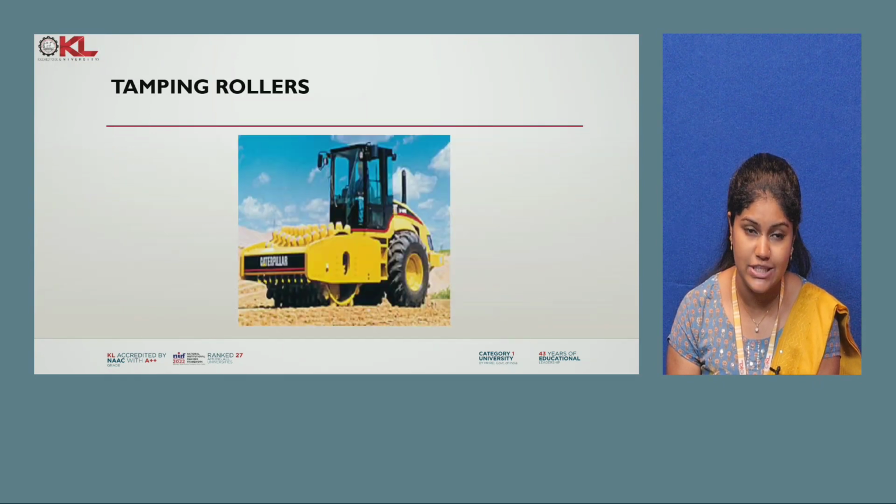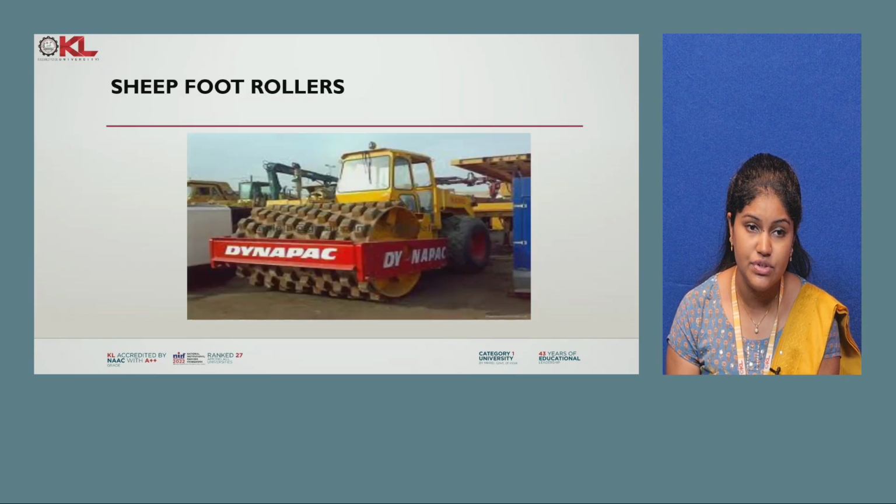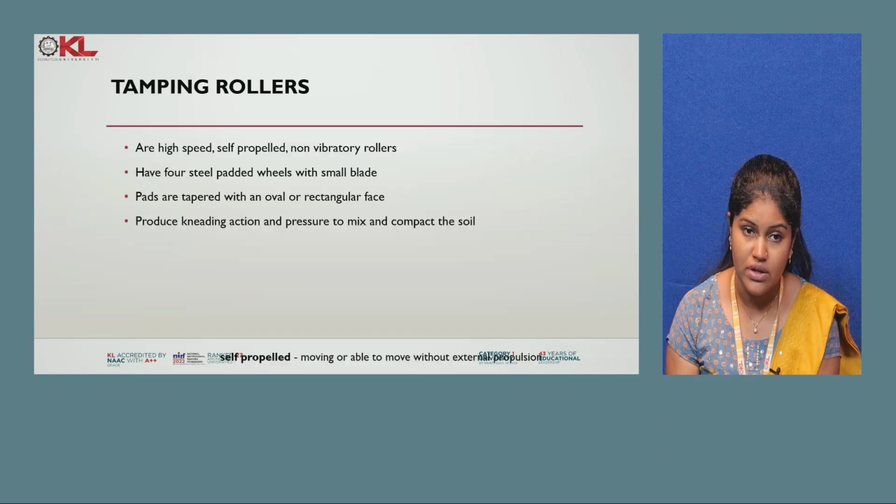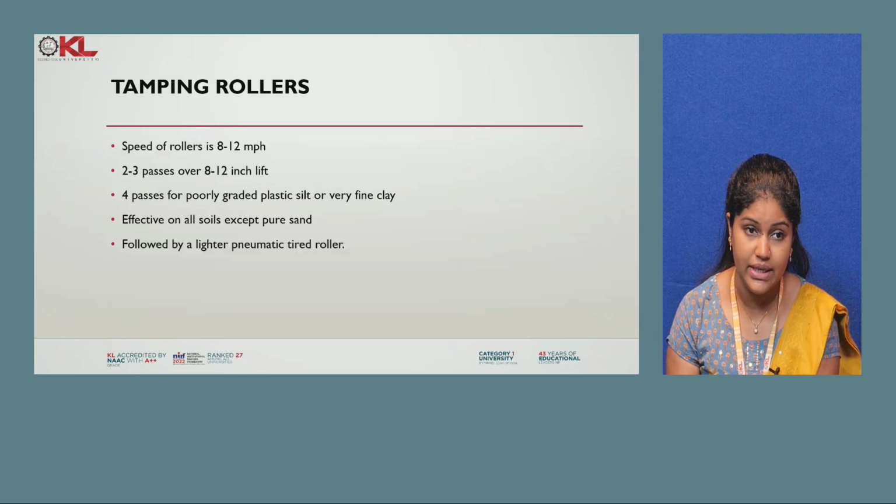compact it more easily. That's why in the case of the sheep foot roller, almost 6 to 10 passes were required to compact 8 inch of soil. So here in the tamping roller, since the needle is lengthy, only 2 to 3 passes are required to compact over 8 to 12 inch of soil.